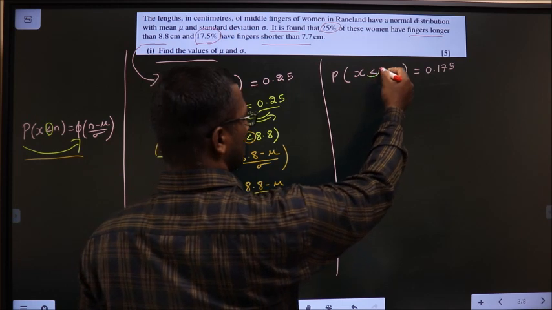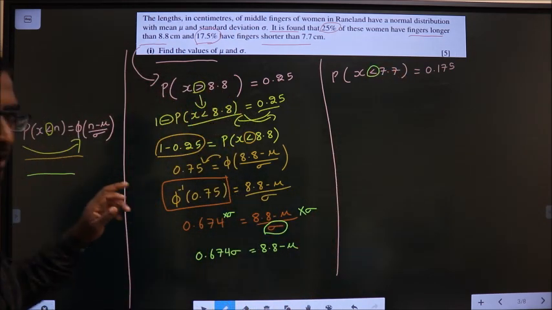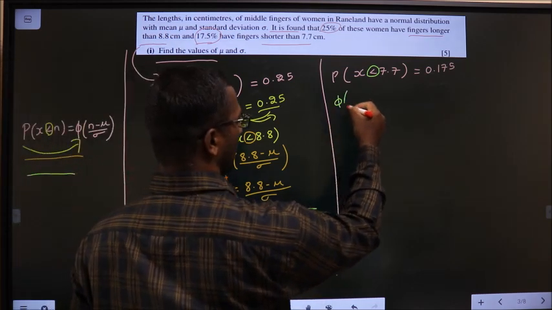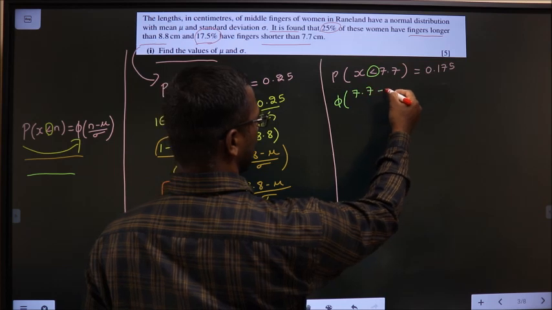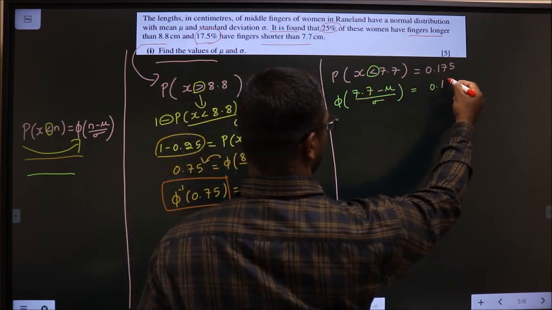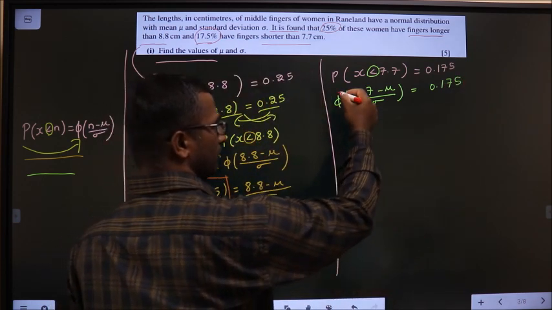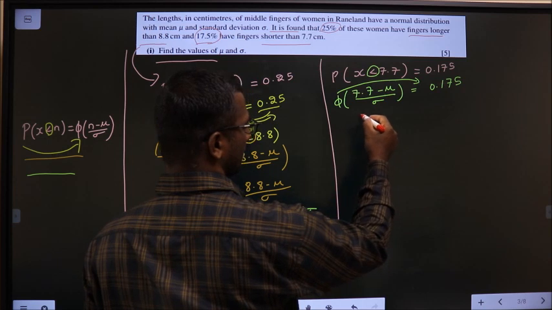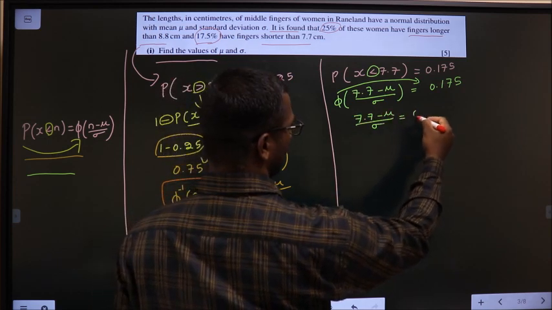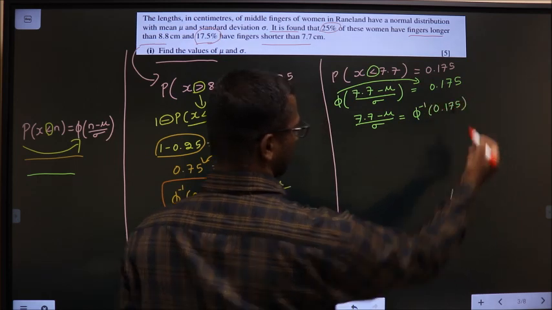Here the symbol is less than. So directly P will get converted to phi. So phi of 7.7 minus mean by standard deviation equal to 0.175. Now shift phi to the other side. So 7.7 minus mean by standard deviation equal to phi inverse of 0.175.